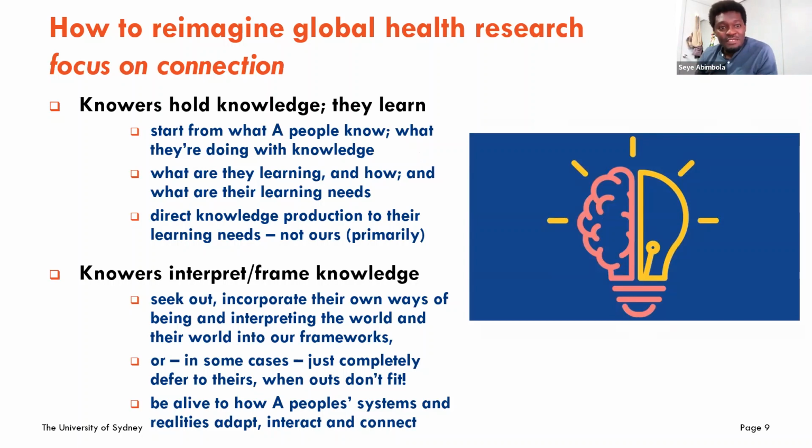Now, people who know things hold knowledge, they learn. And when I'm thinking of how to reimagine global health research, when I'm reading a manuscript, when I'm talking to people, when I'm doing my own work, I'm asking myself, how can I start from what people already know, and what they're already doing with knowledge? What are they learning, and how are they learning, and what are their real learning needs? In other words, my work really is to direct my knowledge production efforts to their learning and their connection needs, and not to mine. Again, if you go back to the things we're trying to move away from, we're often directing our knowledge production efforts to our needs.